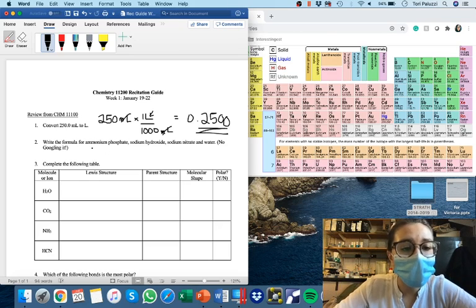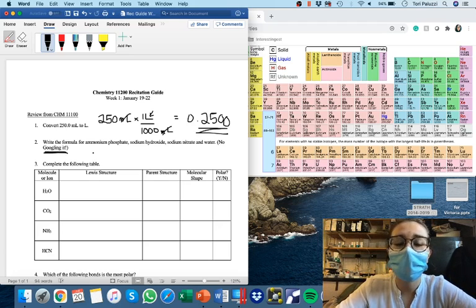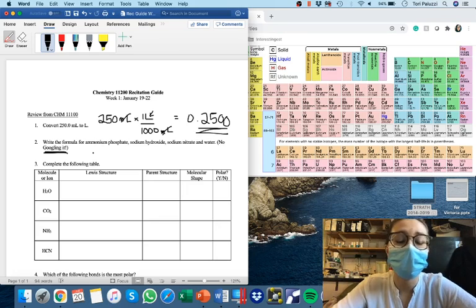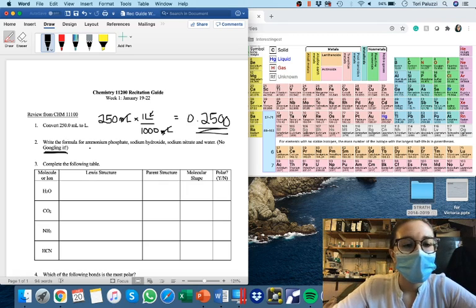Next, write a formula for ammonium phosphate, sodium hydroxide, sodium nitrate, and water. I would definitely suggest not Googling anything. You don't want to be Googling it because it takes away from you, especially if you're going to be taking a quiz and you've not seen it before, and it actually might be something we made up and threw together, so even Google won't know. So I'm just going to do the one, ammonium phosphate, because for me this one is very tricky.